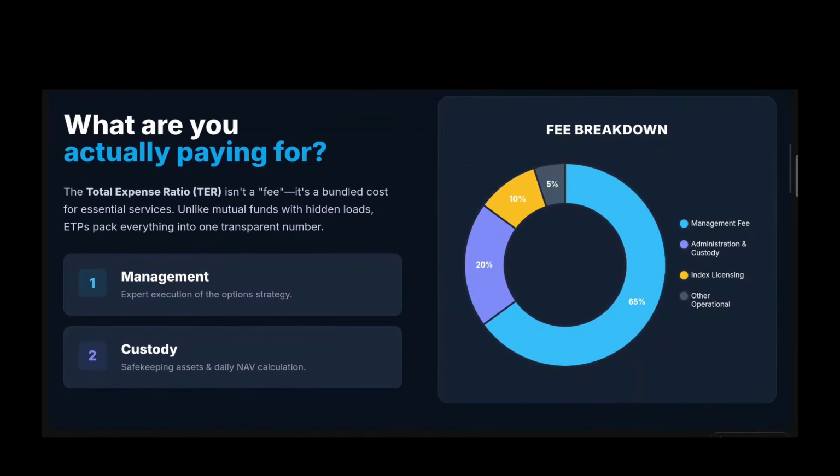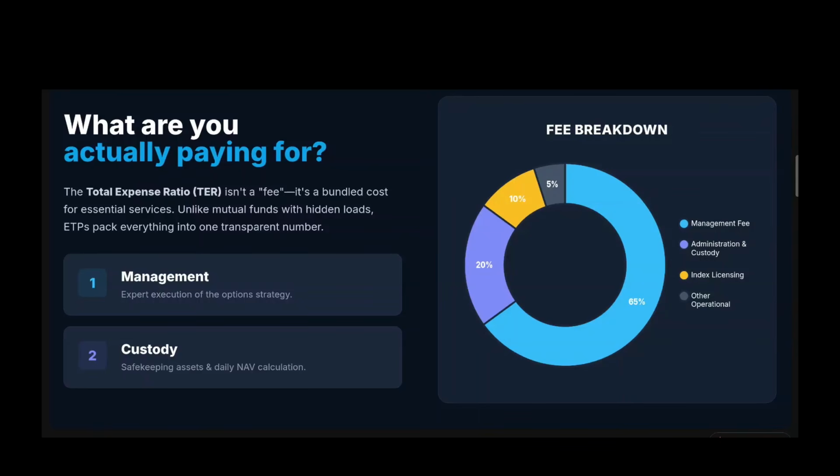What are you paying the actual fees for? So the total expense ratio, typically known as the TER, isn't a fee, it's a bundled cost for essential services. Unlike mutual funds, which typically have loads of hidden costs, ETPs pack everything into one transparent number. The majority of that is the management fee, about 65%. Then you've got some administration and custody fees, around 20%. Then index licensing, maybe 10% of it. And the other is typically operational.